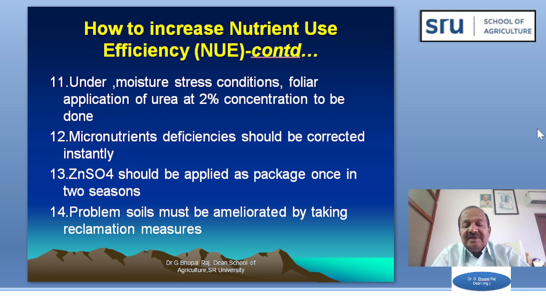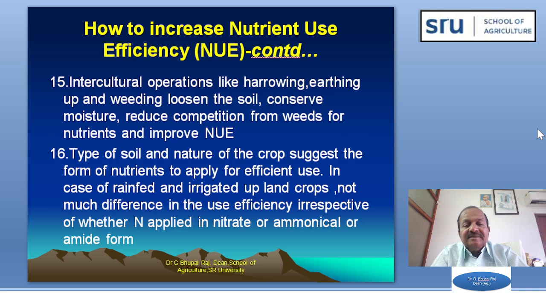Problem soils must be ameliorated by taking reclamation measures. In problem soils, generally, more nutrient deficiencies will be found. First, the soils have to be reclaimed, the problems have to be rectified, then we can go for the fertilizer application. Then we can improve the nutrient use efficiency in those soils.